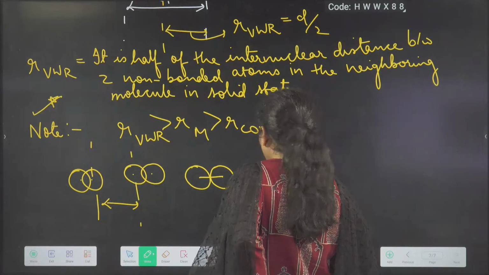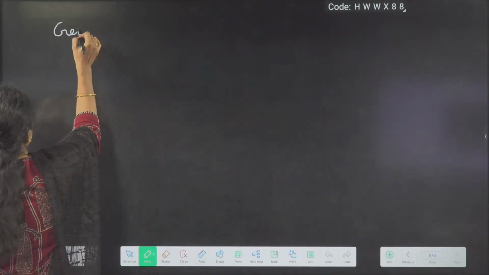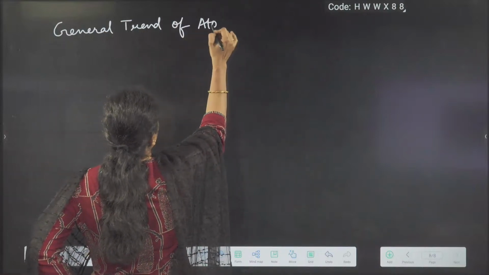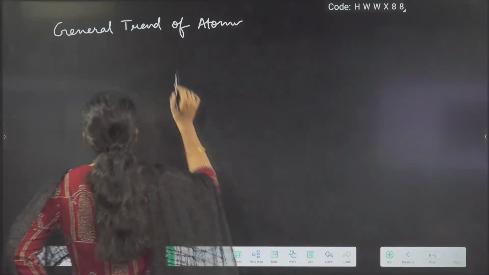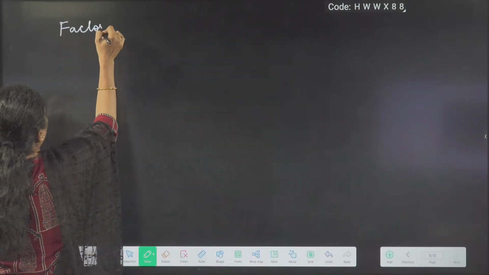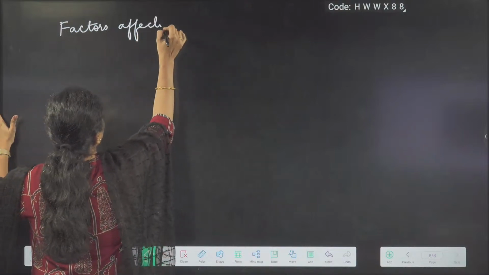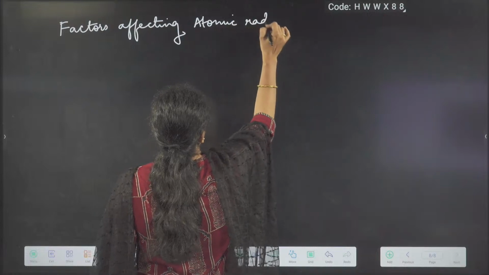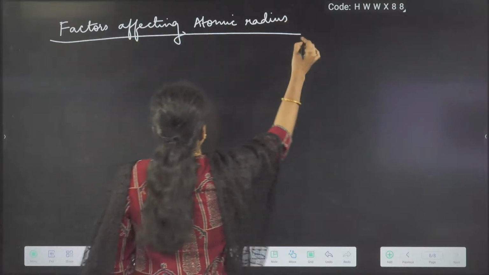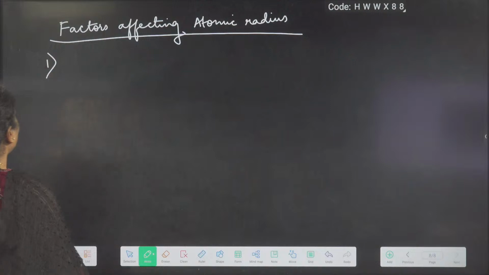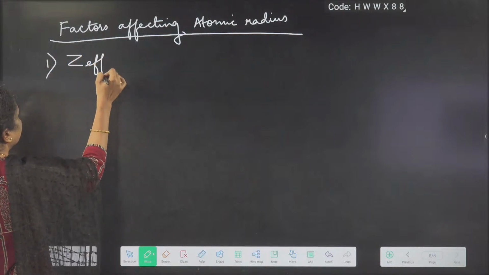Now, we are proceeding further. General trend of atomic radius, or else let me first write down the factors, then we'll come to the general trend. Factors affecting atomic radius. Now the first one is, here I am talking about basically Z effective.